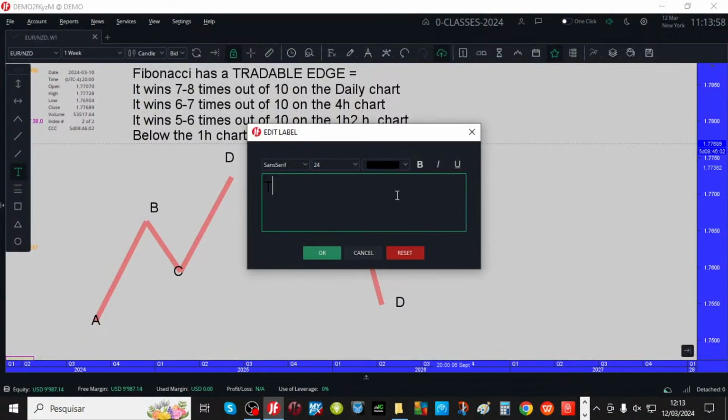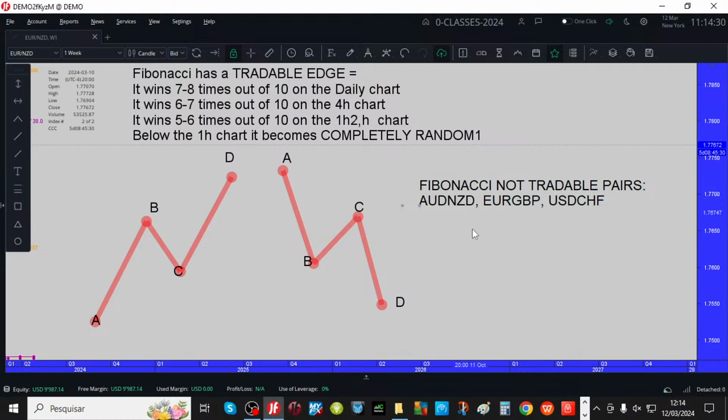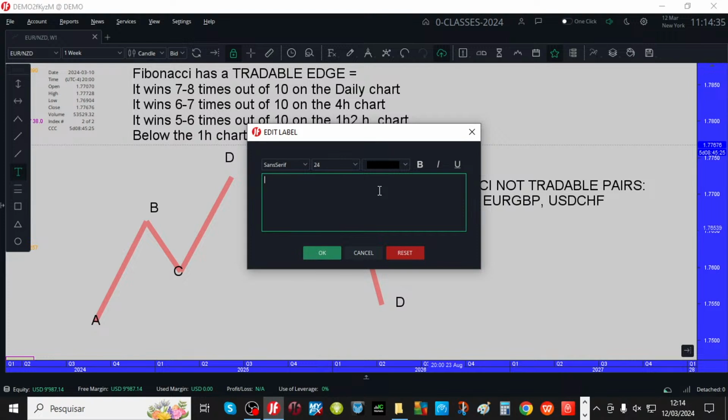Fibonacci not tradable pairs. Wow. AUD NZD, Euro GBP, USD CHF, and I believe we are done. Fibonacci not tradable pairs. Okay, why not? Fibonacci doesn't work in consolidation.